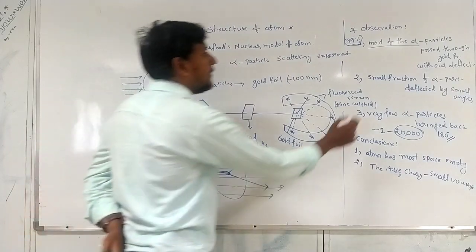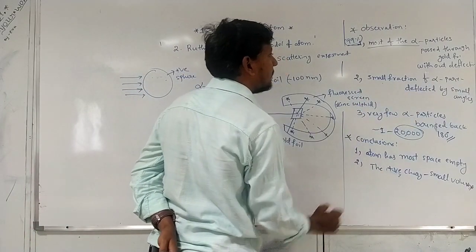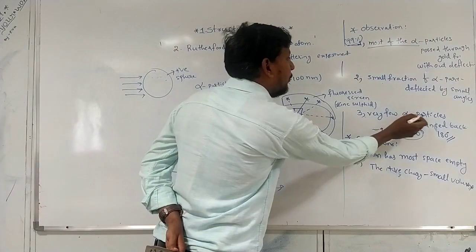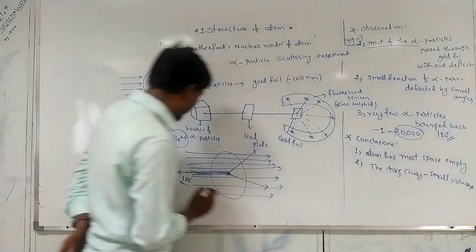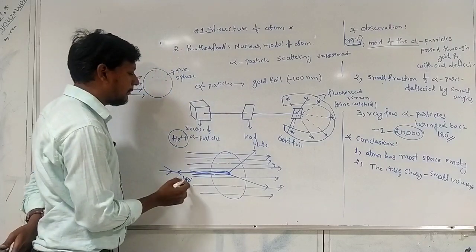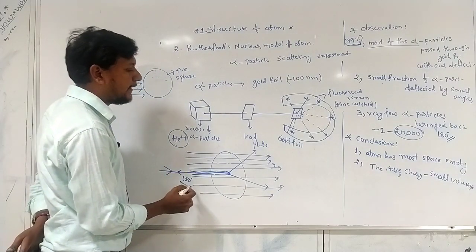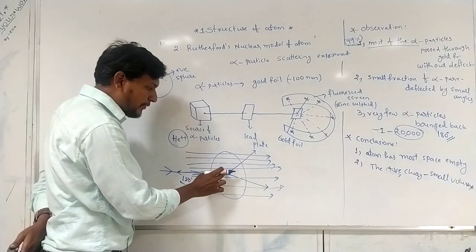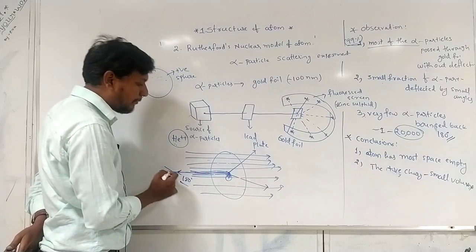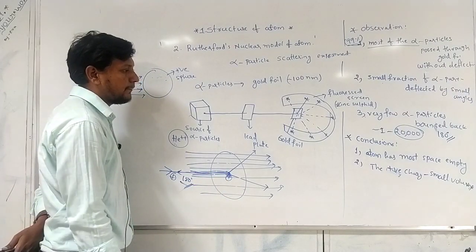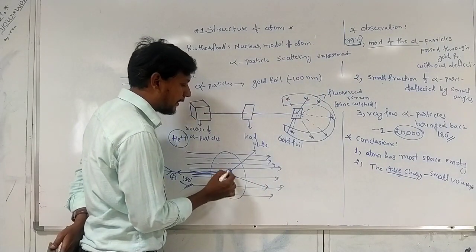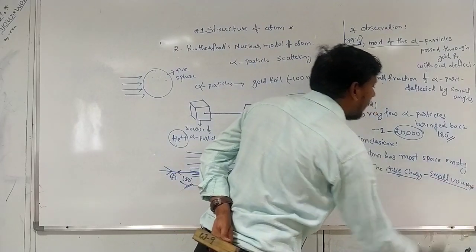That means a small fraction of alpha particles are deflected by small angles, and very few alpha particles are bounced back, only one in 20,000, by 180 degrees. The positive charge repels the positive alpha particle, which is why it bounces back 180 degrees. That's why the positive charge is present in a very small region.